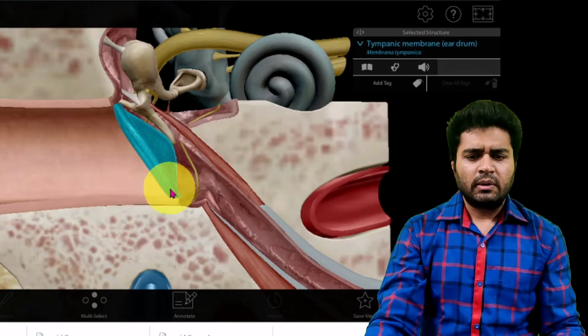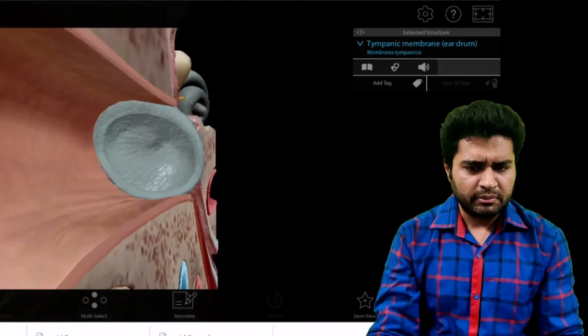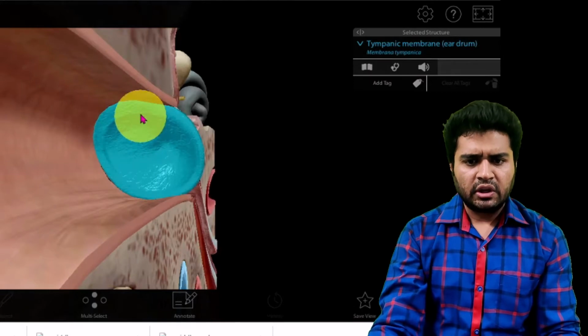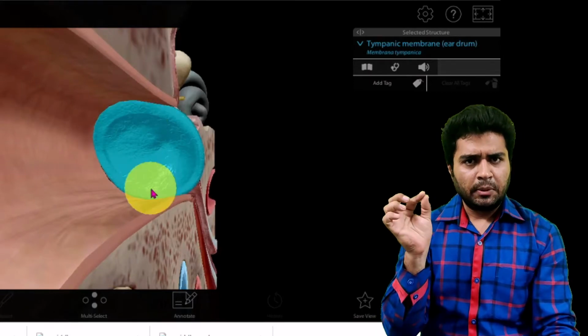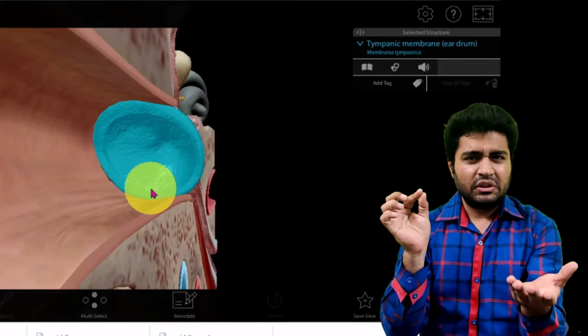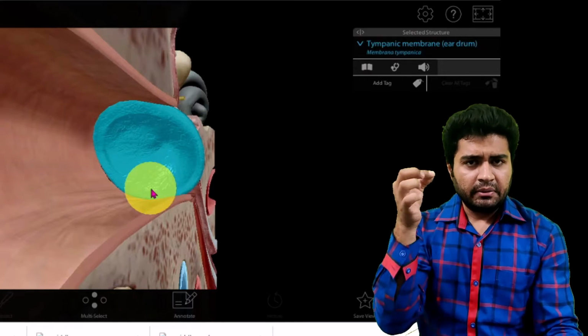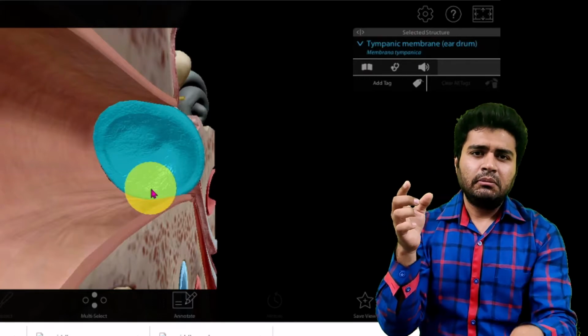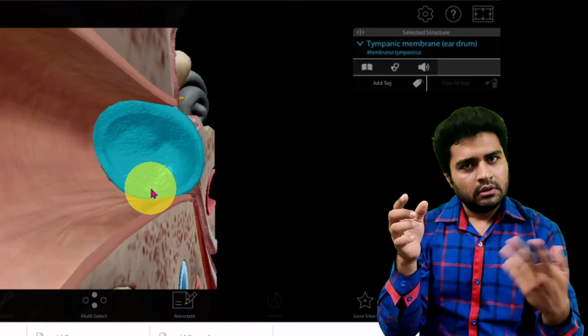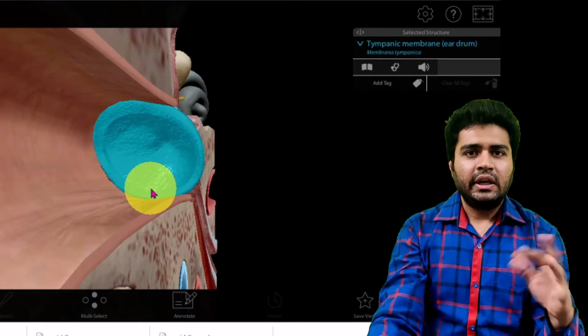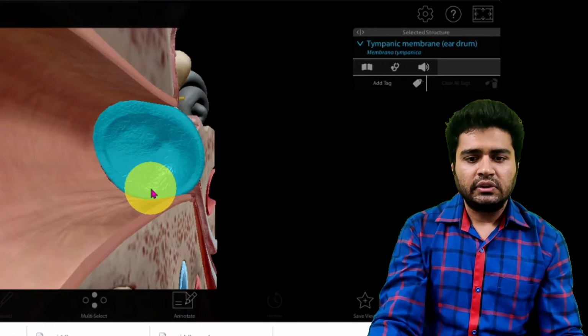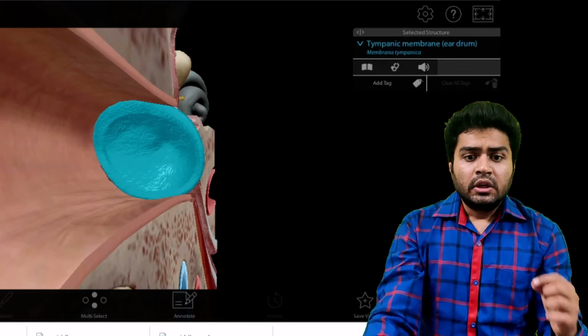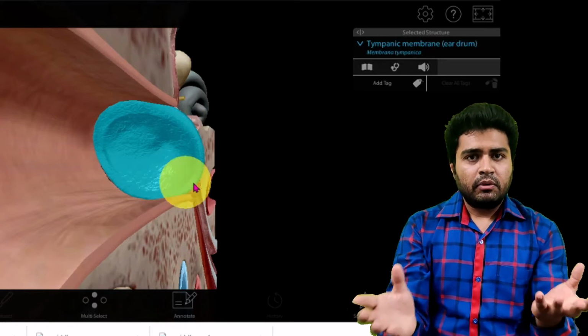Now if we talk about the dimensions of the tympanic membrane, longitudinally it is around 9 to 10 millimeter, just near to 1 centimeter, and the breadth is around 8 to 9 millimeter, just minus 1 from the length. That is its width.